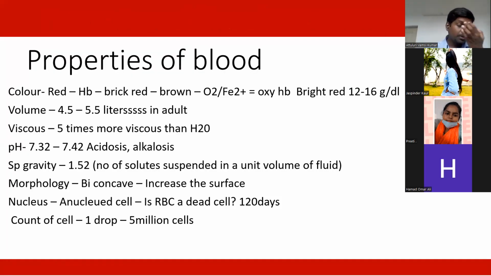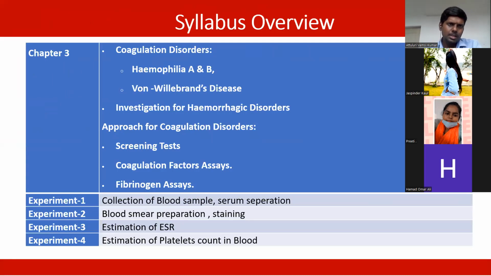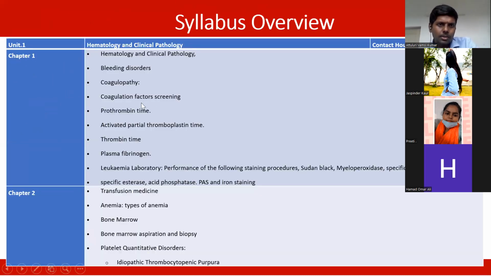So we already know the properties and functions of blood. Then in the syllabus, in the first unit, you have bleeding profiles. Bleeding disorders, coagulopathy, coagulation screenings, prothrombin time, activated partial thromboplastin time, thrombin time, plasma fibrinogen test, and leukemias, laboratory diagnosis of various types of leukemias. So this has been given in unit 1.